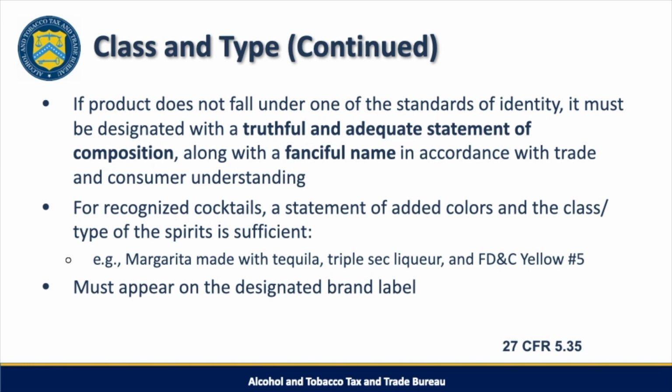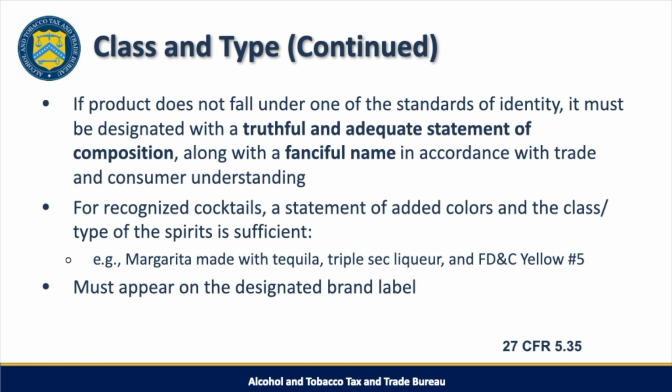These products may be classified as a distilled spirit specialty or recognized cocktail. For recognized cocktails, a statement of added colors and the class and type of the spirits is sufficient. For example, margarita made with tequila, triple sec liqueur, and FD&C yellow number 5. Recognized cocktails may use an abbreviated statement of composition that consists of the spirits components in the product and colors, or a complete statement of composition.